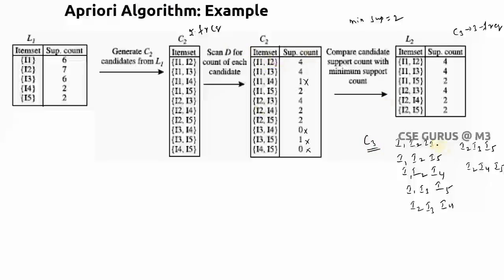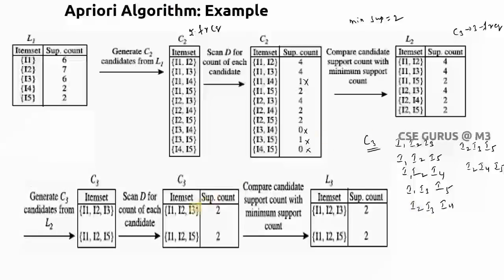Now what is the next step? Again, for C3 we scan the database for support count. Again find the support count of each one. That means how many transactions are we getting with I2 and I1 and I3? All these three we need to get. So what is that support count? And for I1, I2, I5. Like this we need to find for all of them.